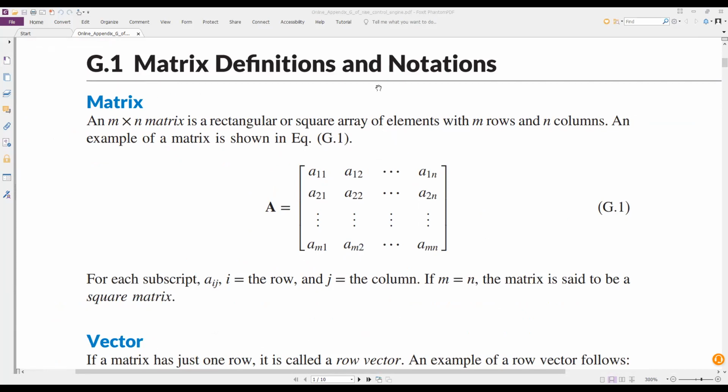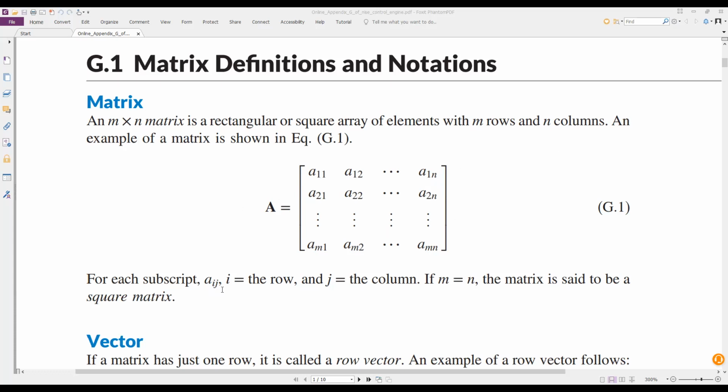Okay, first of all, matrix definitions and notations. This is a simple matrix, an M by N matrix. An M by N matrix is a rectangular or square array of elements with M rows and N columns. So this is a simple matrix A.